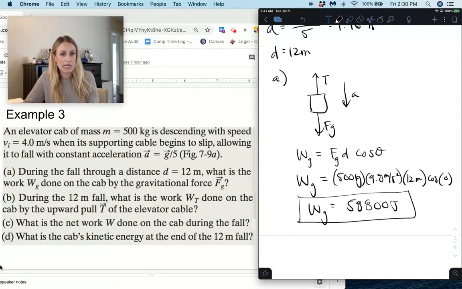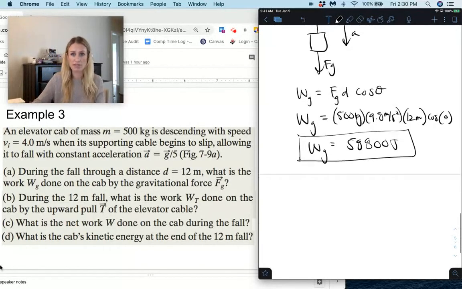And then it says B, during the 12-meter fall, what is the work done on the cab by the upward pull T of the elevator cable? So of course, we're going to use the same equation to find the work done by the tension force. However, we don't know what the tension force is. So first and foremost, we have to calculate the tension force. So, oh, that's not C, it's B.